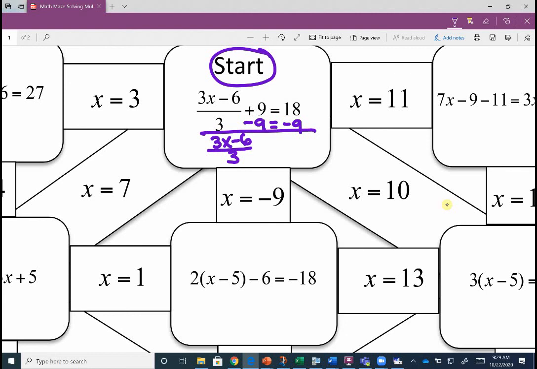Now this is the part that we really have not seen before. That fraction bar, remember, means division. So we all know how to undo division. We multiply. I'm going to multiply both sides by the 3 that's in the bottom of our fraction. Multiplying by 3 undoes the division by 3 over on the left side. So now I have left 3x minus 6 equals 27.